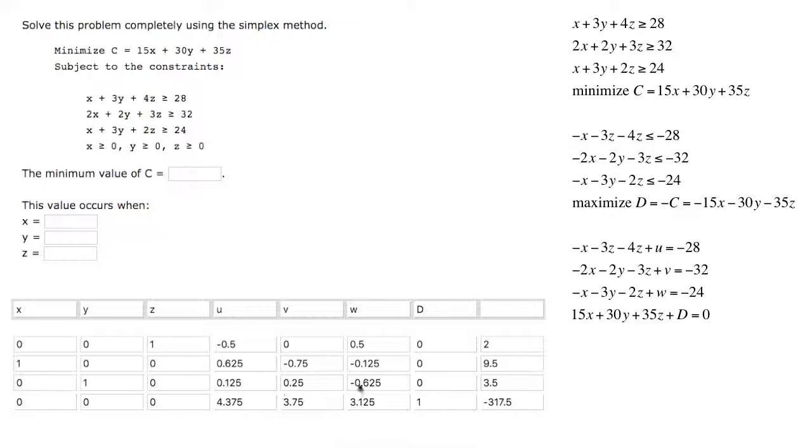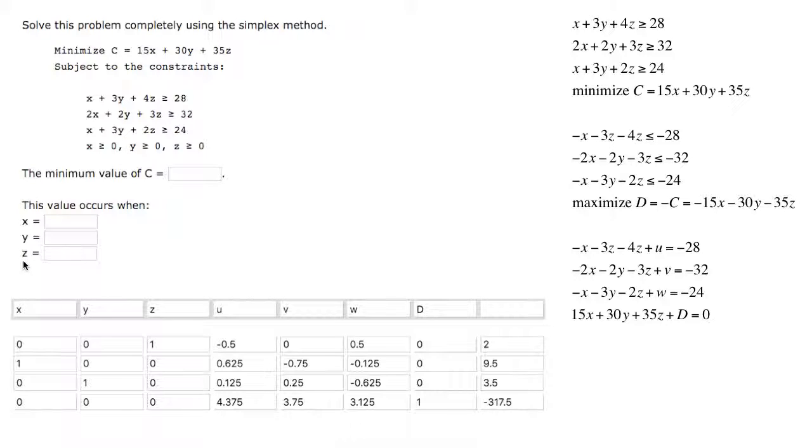Okay, let's take our final simplex tableau and relate it back to the original question. What's the minimum value of C? Well, the maximum value of D is shown in the tableau. Here's the 1 in the D column. Minus 317.5 is the maximum value for D. So the minimum value for C would be plus 317.5. So 317.5 is what goes in for the minimum value of C.